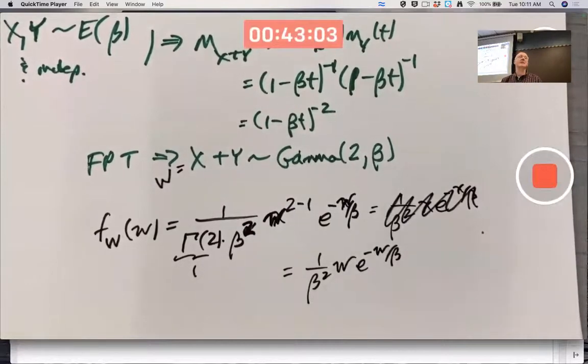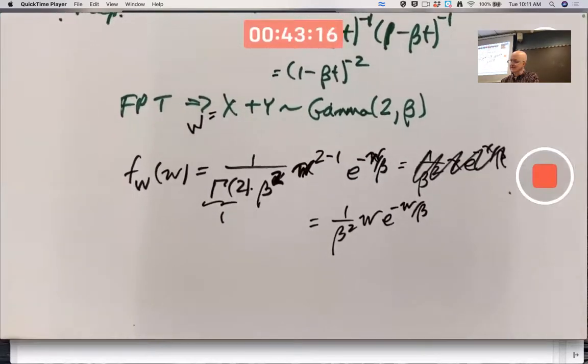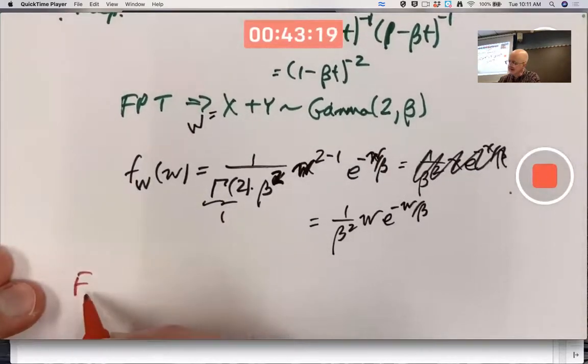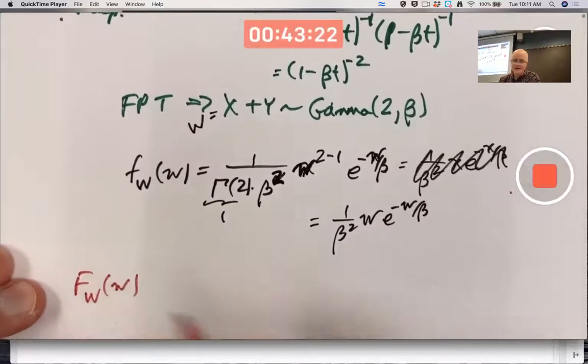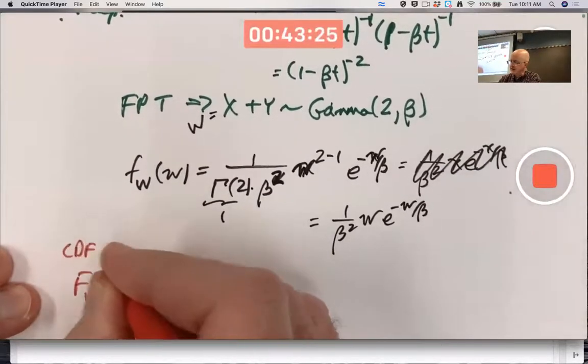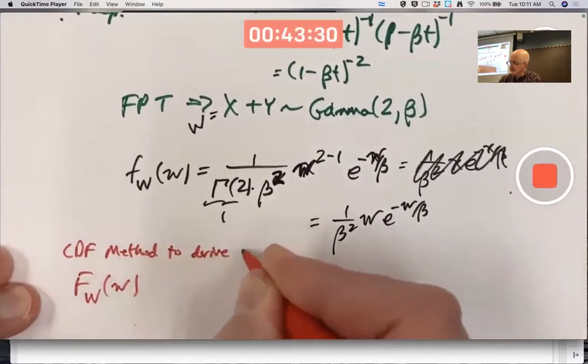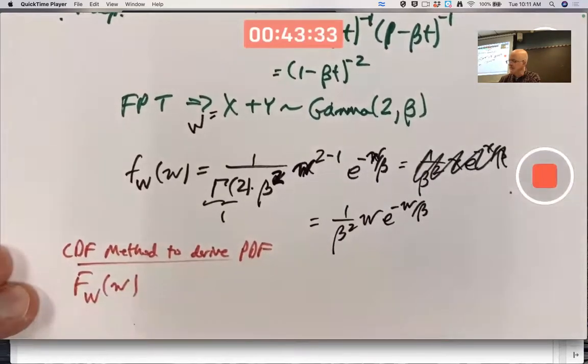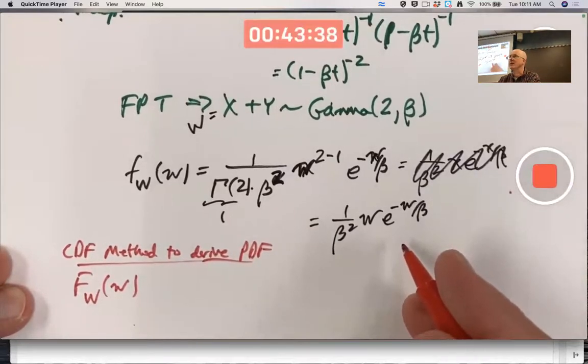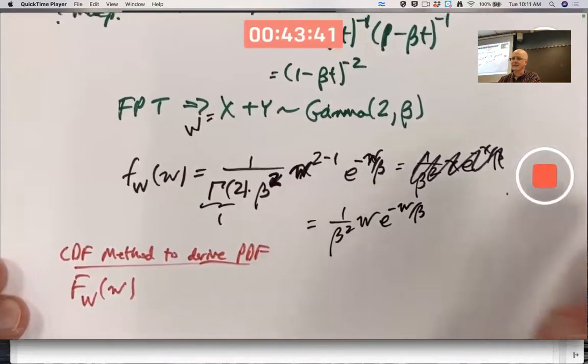Can we derive this PDF some other way? Like the CDF method, for example? The answer is yes, but it's not easy. Let's use the CDF method to derive it. So far, I've just used the table, right? I haven't derived this. I've just used the table and the fingerprint theorem, and this fact.